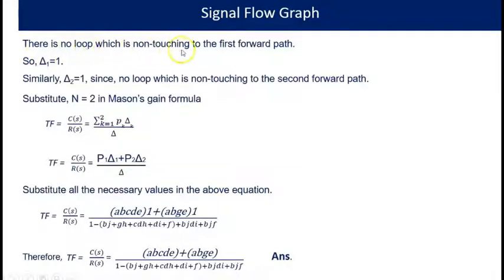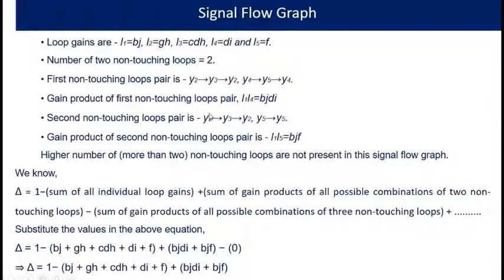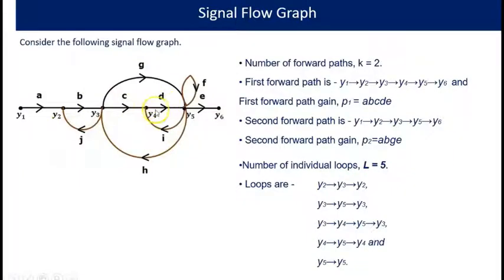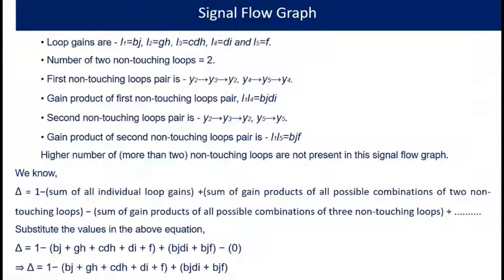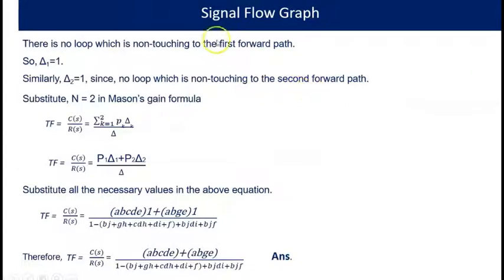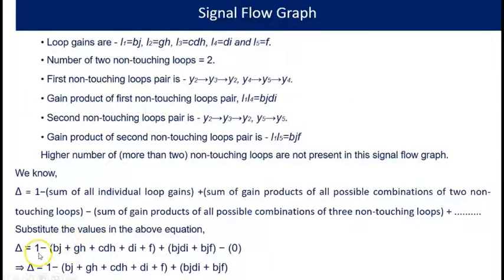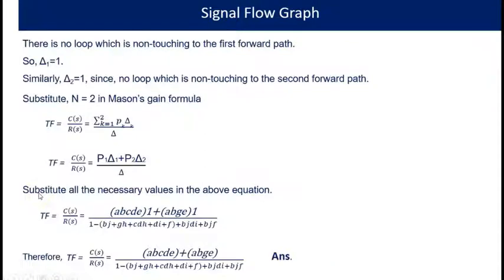Now what about delta 1? There is no loop which is non-touching to the first forward path. All the loops are touching the first forward path, and in the second case also all loops are touching the second forward path. So there is no loop which is non-touching to the first and second forward paths. Therefore delta 1 and delta 2 are equal to 1. All the loops are touching in both forward paths.